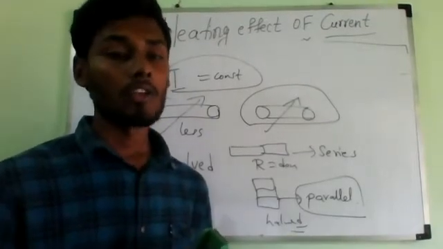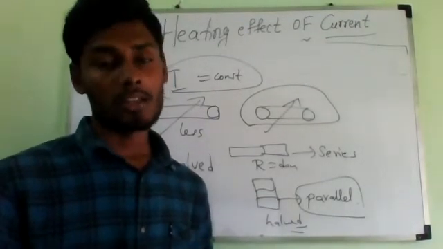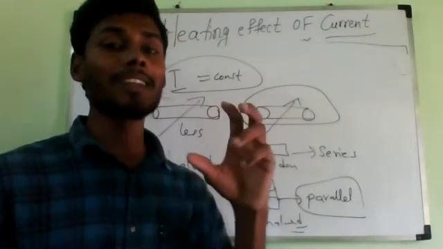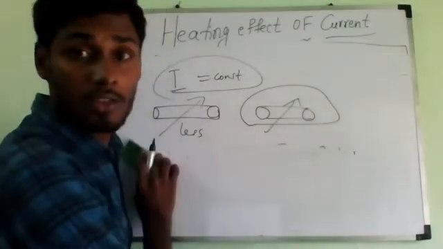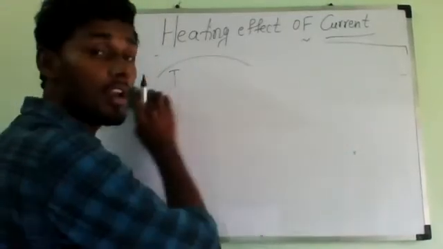Understand? Now the next one, one more factor: the heat energy produced in a wire is directly proportional to time also, the time for which the current flows.